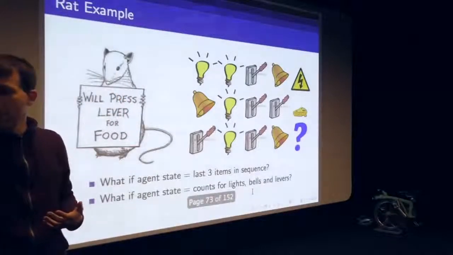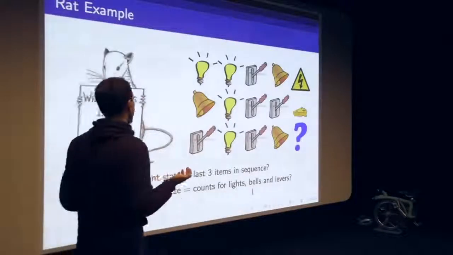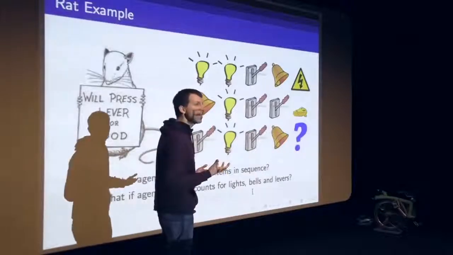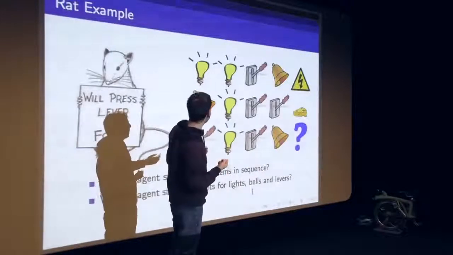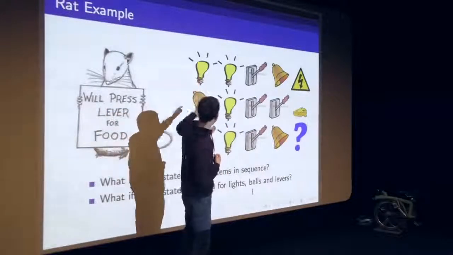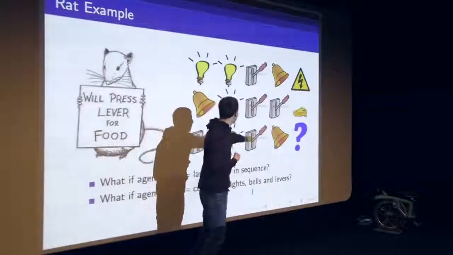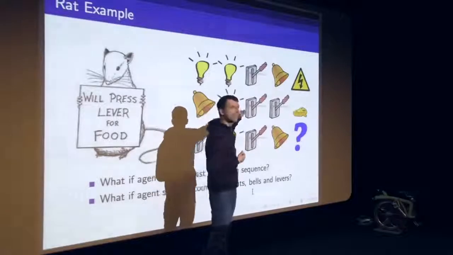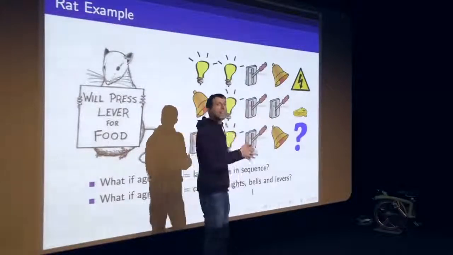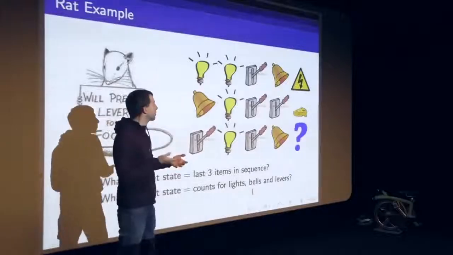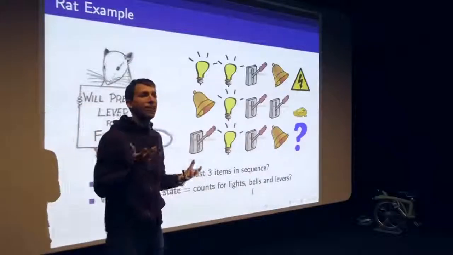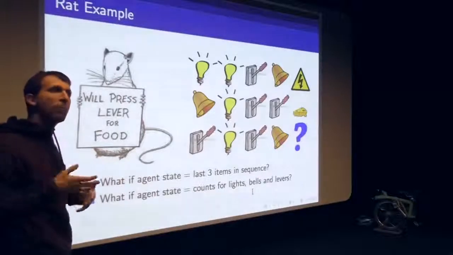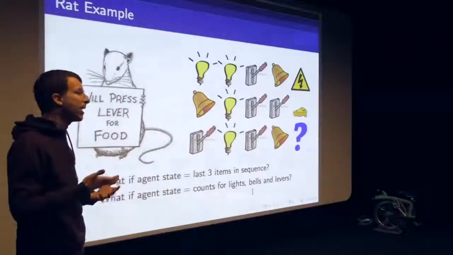You might, for example, choose the agent state to be counts for the lights, the bells, and the levers. So if that was your agent state, then you might count them up and say, hey, look, in this example, we see the lever's been pressed twice, the light has come on once, and the bell's sounded once. So that's exactly the same as this second episode here. So if that's our representation of state, we would expect that the cheese would appear now. So it should be clear that what we believe will happen next depends on our representation of state.